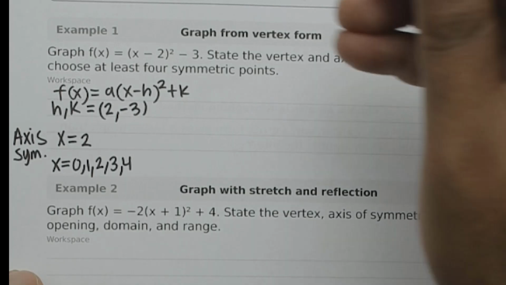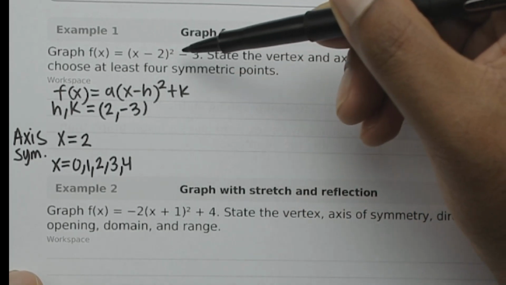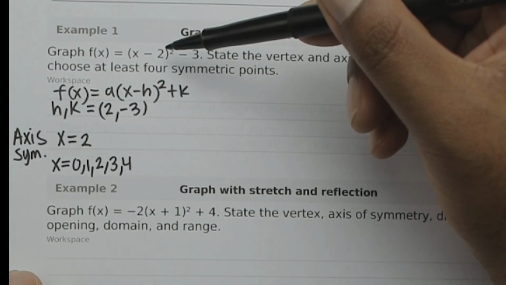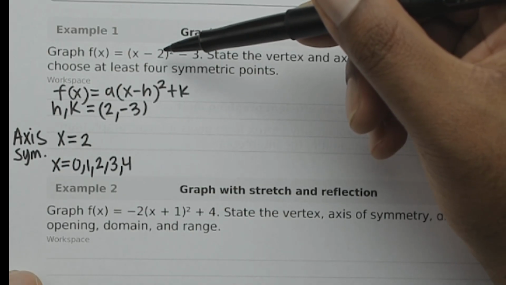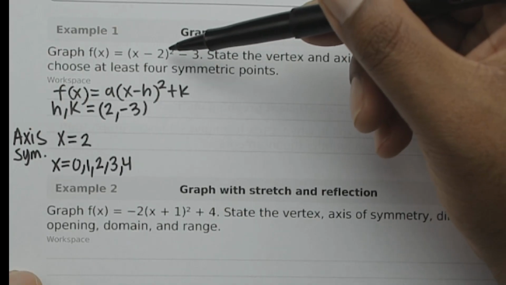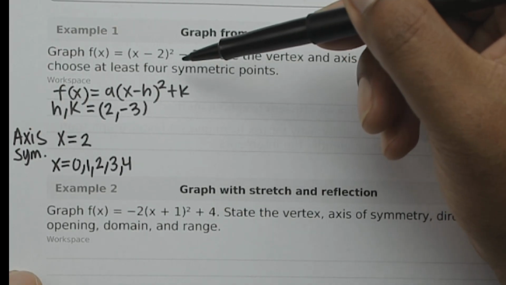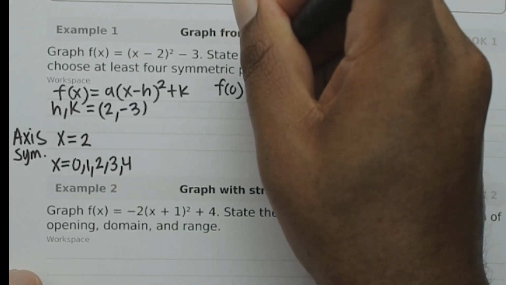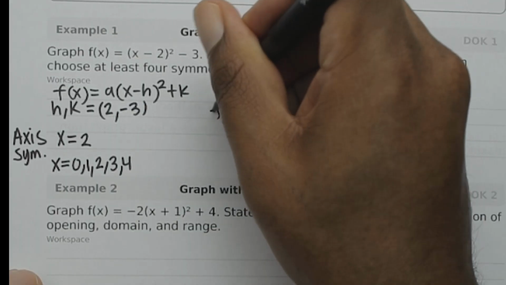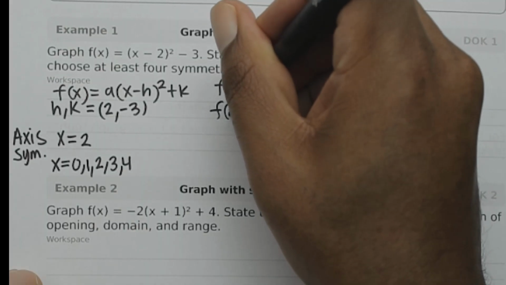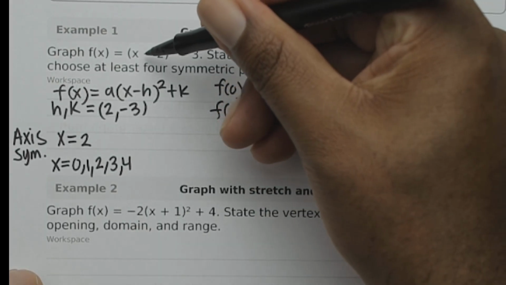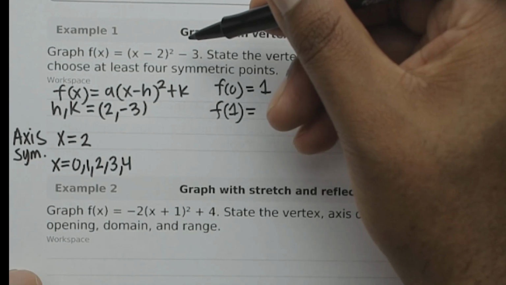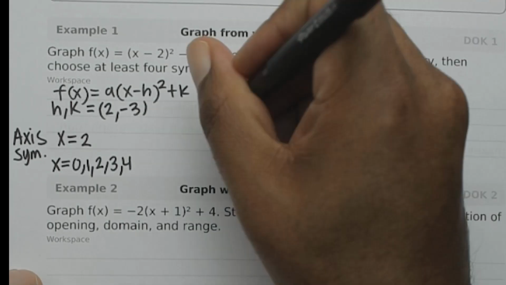So let's evaluate f of 0. If we put 0 in here, and I want to save some space, so I'm not going to write all these out, 0 minus 2 squared minus 3 is going to give us 2 squared, which is 4. 4 minus 3 is equal to 1. So if we evaluated this expression for 0, we'd end up with 1. If we evaluated the expression for 1, 1 minus 2 would be -1, 1 squared is 1, and 1 minus 3 would be -2.